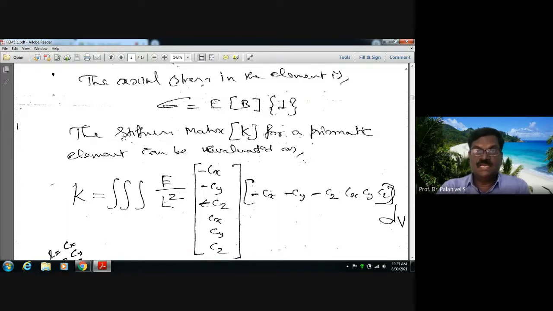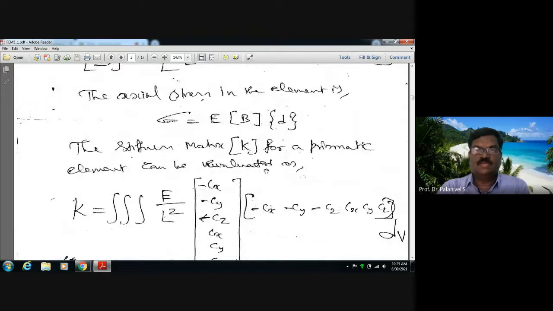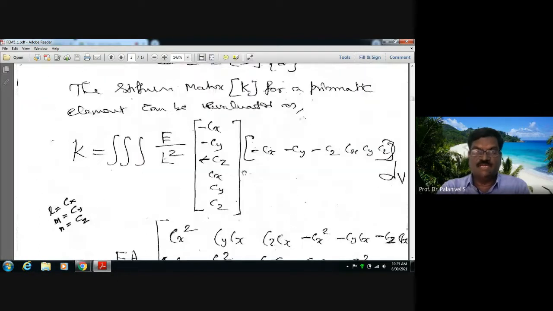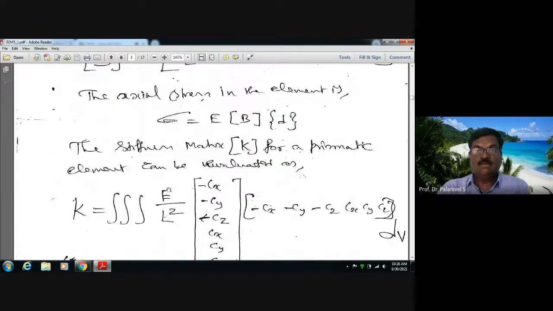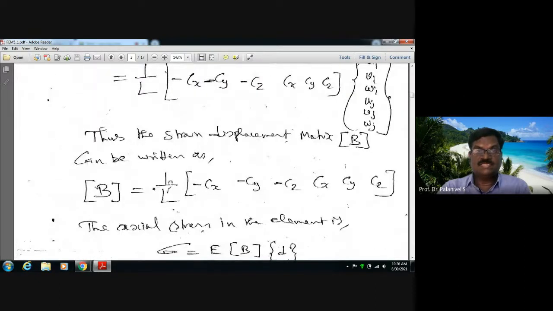The element stiffness matrix K for a prismatic element can be evaluated as follows. So the element stiffness matrix for this arbitrarily oriented truss element is K equal to the triple integral of the constitutive matrix C, which, as it's an axial element, is one dimensional. It means one dimensional in the direction of the element, the R direction. So the constitutive constant is only Young's modulus, E alone. So E divided by L squared. Why L squared? Because B matrix is equal to 1 by L.